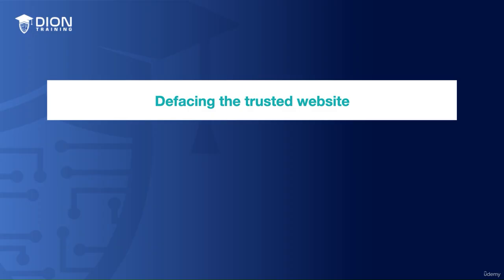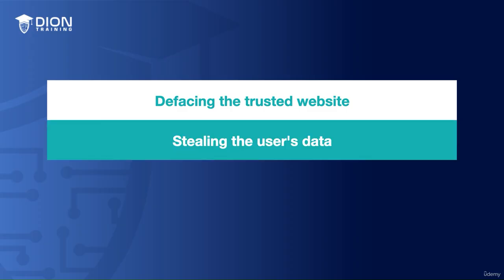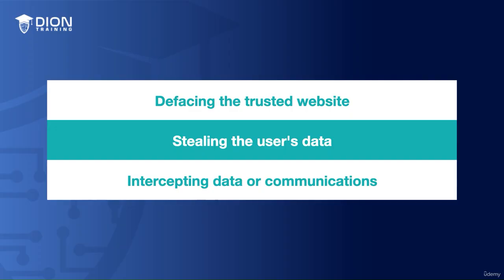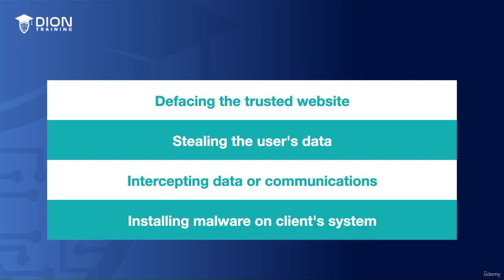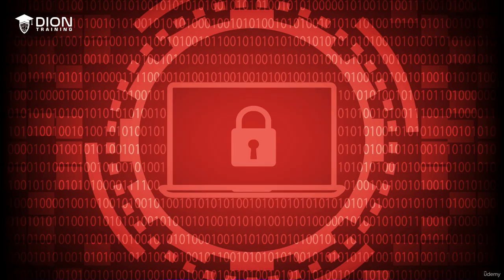Now, cross-site scripting attacks can be used to run malicious code that performs many different functions. One attack may focus on defacing the trusted website by injecting extra HTML code into it. Another attack might focus on stealing the user's data by stealing protected cookies from that user. Another might try to intercept data or communications as they're being entered into the web forms. And yet another might try to install malware on your client system. As you can imagine, there are lots of different things we can do with the malicious code being run, but cross-site scripting is the initial delivery mechanism that the threat actor is going to use to get that malicious code to your system and have it run by your web browser.